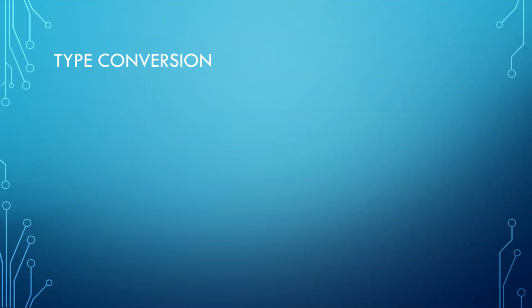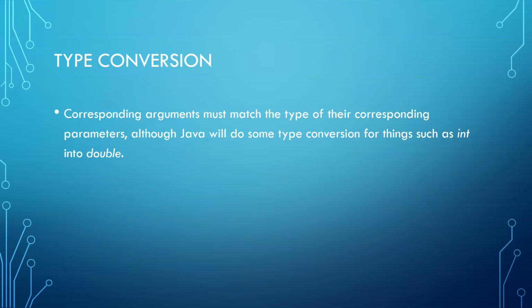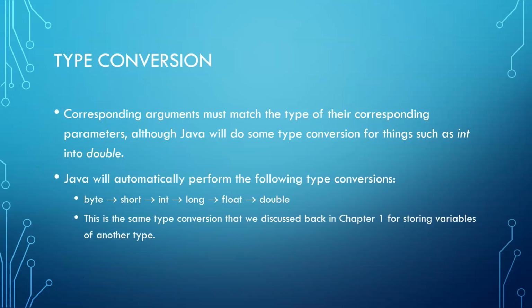All right, type conversion. Yes, there is type conversion that can happen in method parameters as well. Corresponding arguments must match the type of their corresponding parameters, although Java will do some type conversion for things such as int into double. Just like we have, for example, when we're doing System.out.println statements and we're trying to convert integer to double operations. We can do some of that, or double to integer, which, of course, you can't do.